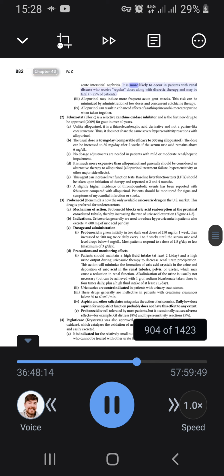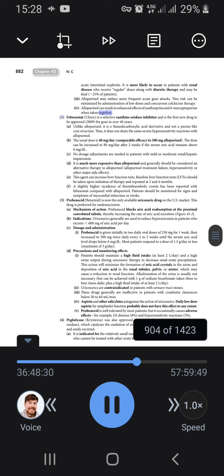It is more likely to occur in patients with renal disease who receive regular doses along with diuretic therapy, and may be fatal in 25% of patients. Allopurinol may induce more frequent acute gout attacks. This risk can be minimized by administration of low doses and concurrent colchicine therapy. Allopurinol can result in enhanced effects of azathioprine and 6-mercaptopurine when taken together.